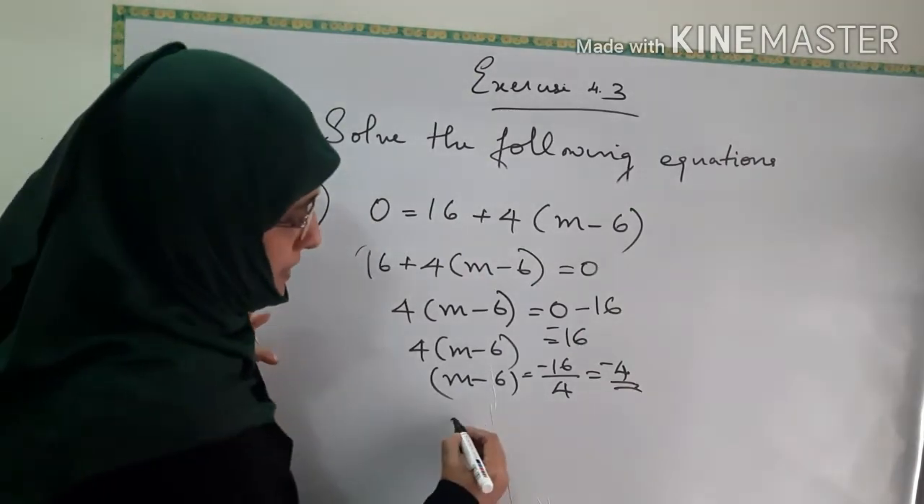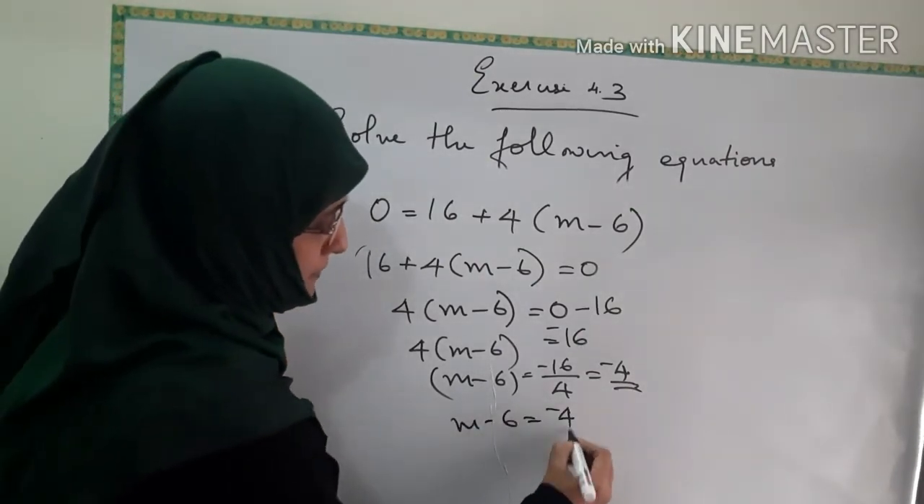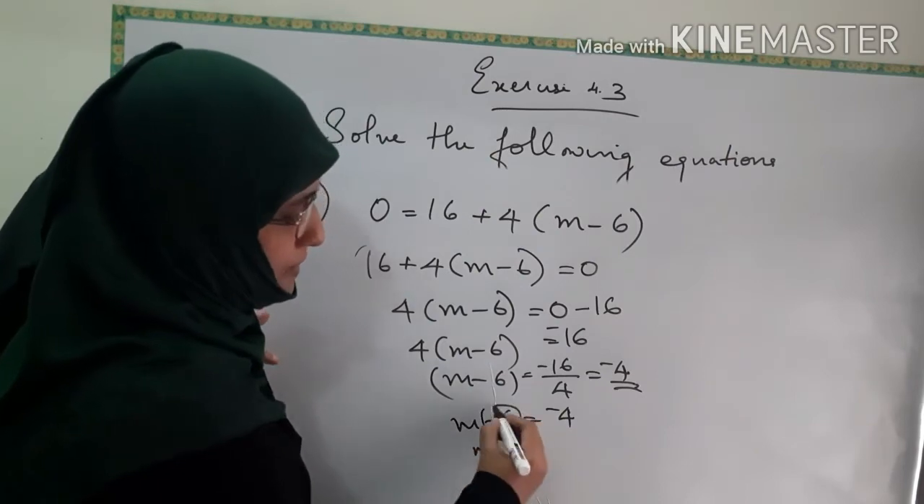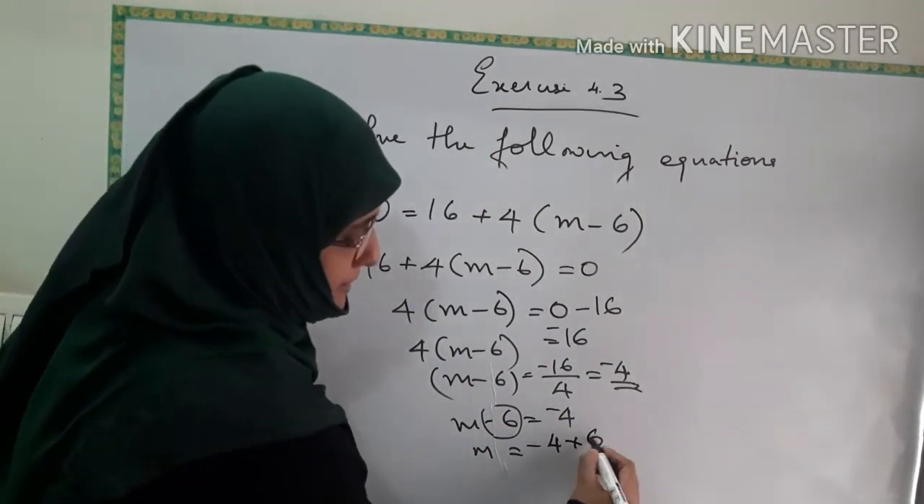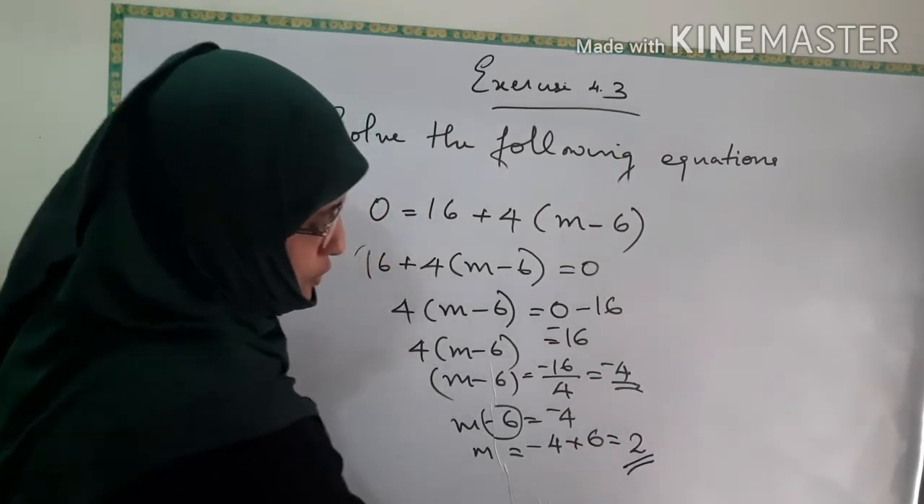The next step, m minus 6 equal to minus 4. Then what is m? Minus 6 go to other side, become plus 6. So minus 4 plus 6, that is 2.